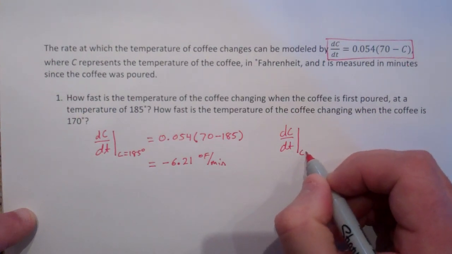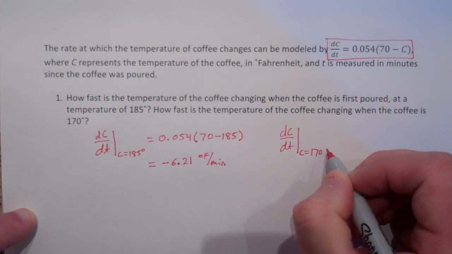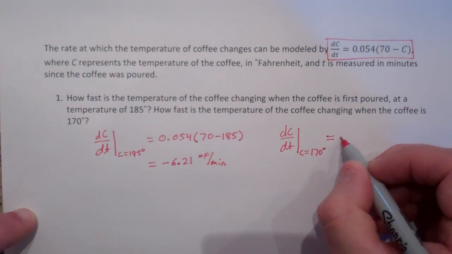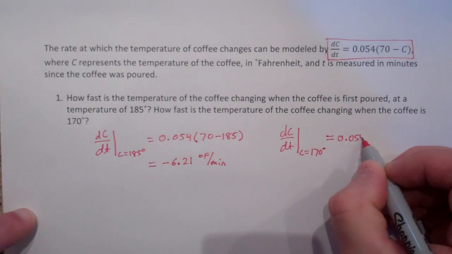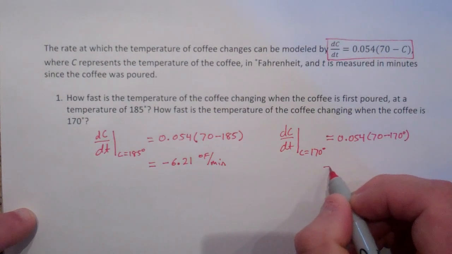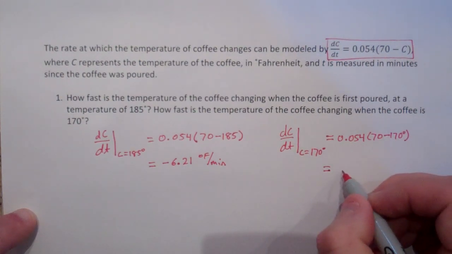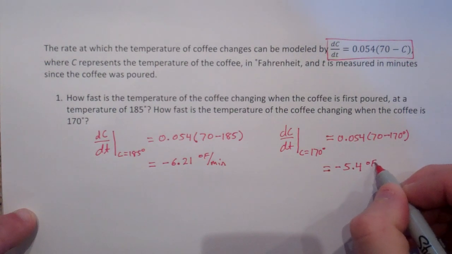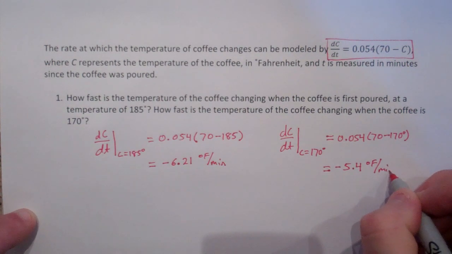The next piece that we want to do is we want to take dC/dT and evaluate that when C is 170. Same situation as before. This time we'll just replace C with 170 degrees. And if you type that in your calculator, you're going to wind up with negative 5.4 degrees Fahrenheit per minute.